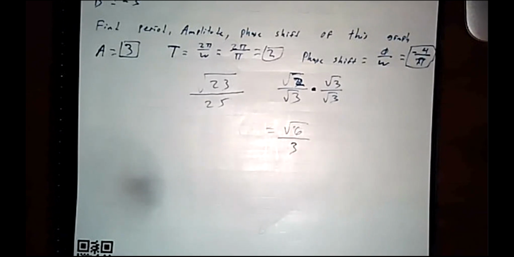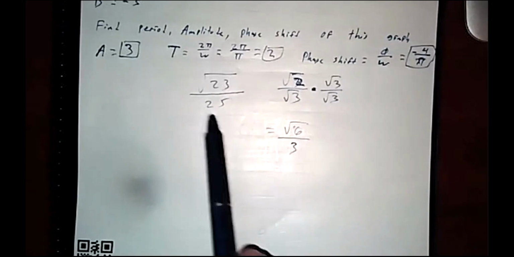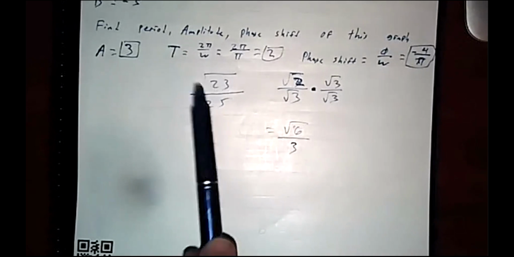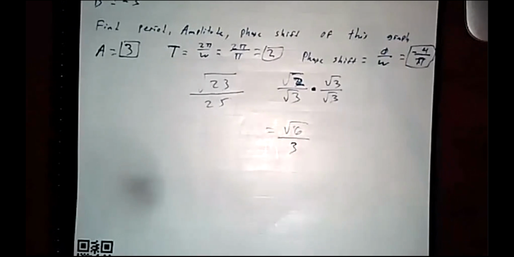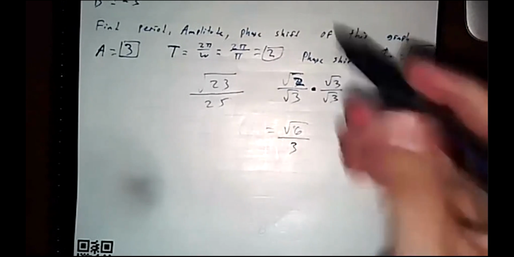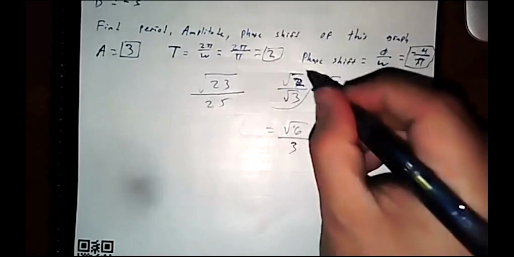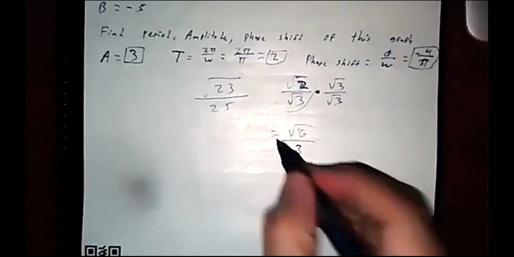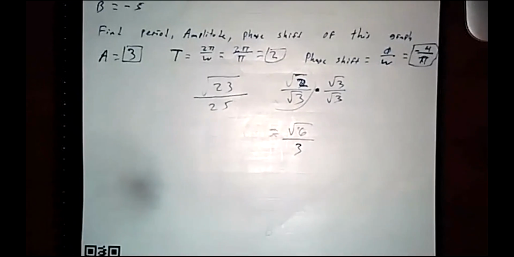Yeah, it sucks. So how did you get from square root of 23 over 25 to square root of 2 over square root of 3? I don't know where he got this. I think that was him going crazy, trying really hard. It was me going crazy. Yeah, but all he had to do was use this piece, rationalize it to get this. I don't know what happened here.